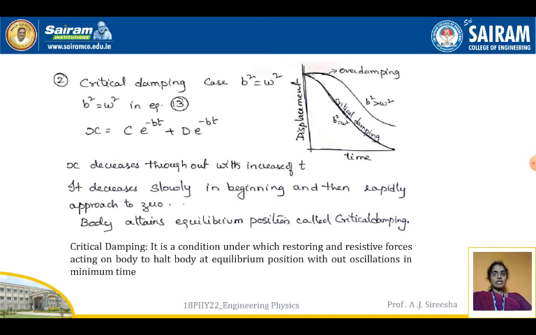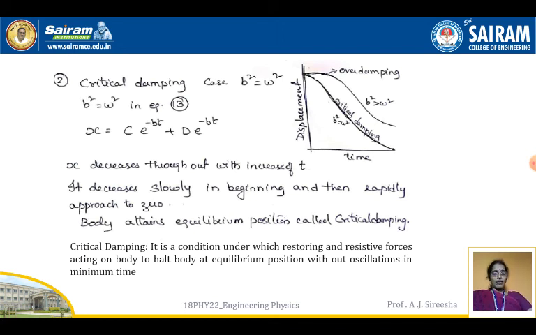When you take it as b square is equal to omega square, this is called as a critical damping, and equation 13 becomes x is equal to c into e to the power of minus bt plus d into e to the power of minus bt. Here, if you look at it, x decreases throughout with increase of t. It decreases slowly in the beginning and then rapidly approaches 0. That means the body attains equilibrium position, called as critical damping. You can see the graph here, it is critical damping, how it is coming to rest.